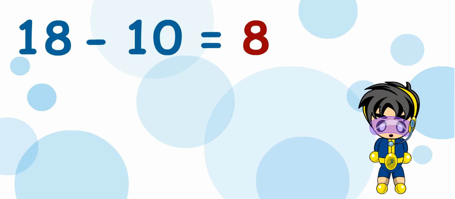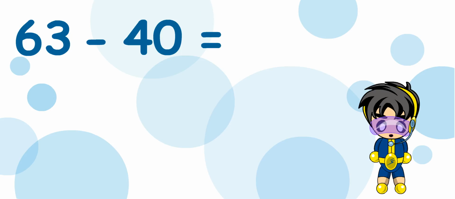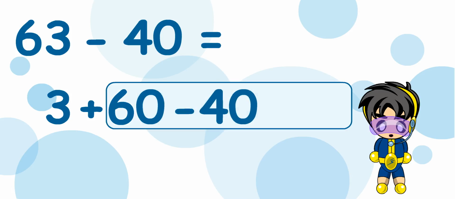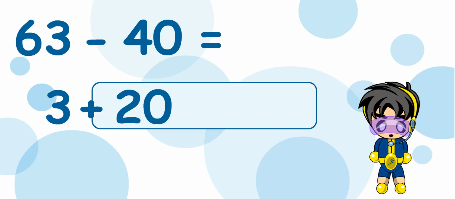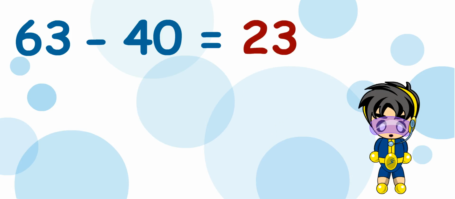Good! Can you tell me what is 63 minus 40? First, I break 63 into 60 and 3. I take 60 minus 40, which gives 20. Finally, I add back 3 ones to 20 and I get the answer 23. Good!